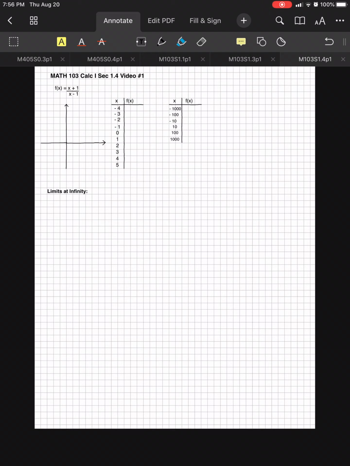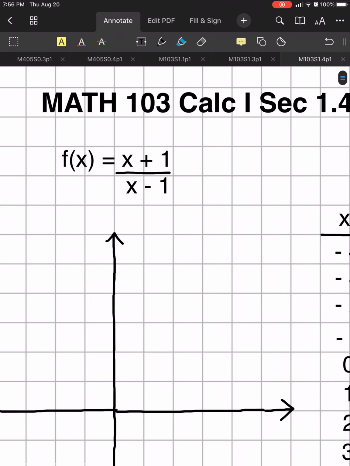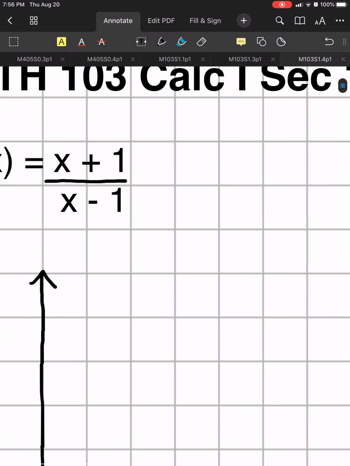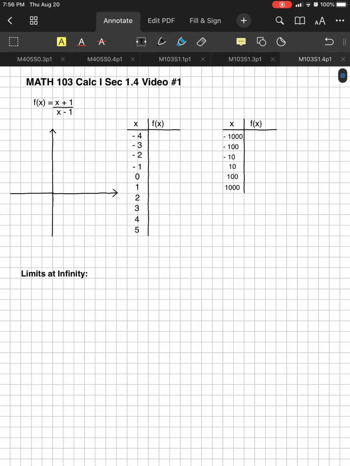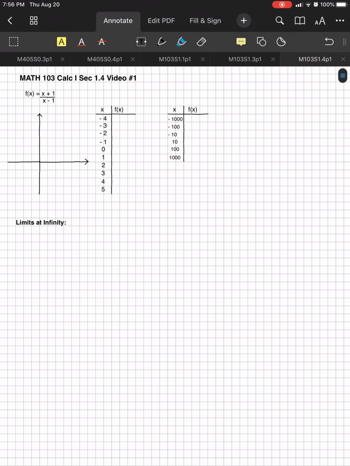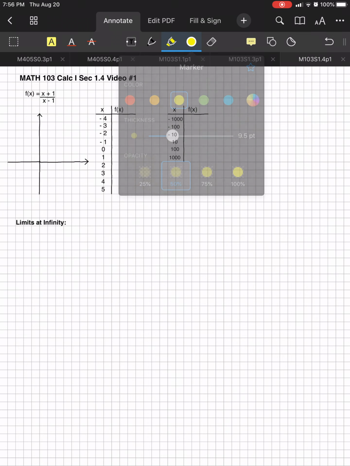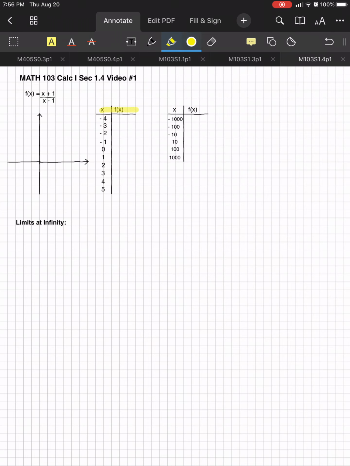So to start off with, I want you all to go ahead and pause the video and graph the function that we've got up here: f of x equals x plus 1 over x minus 1. I've made you a little table. I've actually made two, but you only have to worry about this first table for right now. Go ahead and fill that out.